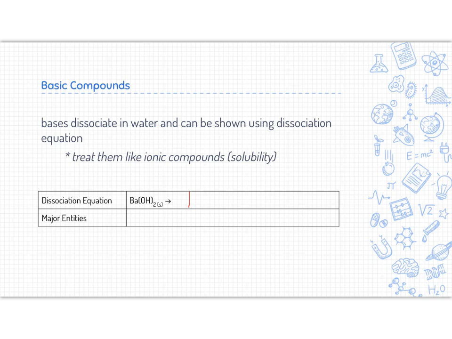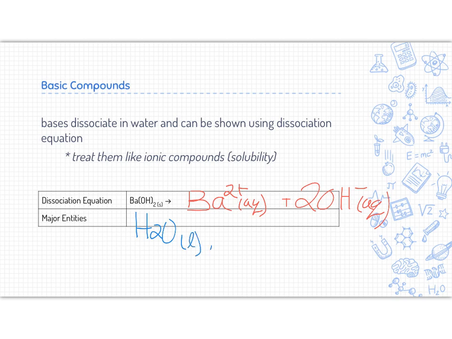So we're going to get Ba2+, which is aqueous, and hydroxides, which are aqueous. Now we have 2 hydroxides in our formula, therefore we need to balance with 2 hydroxides in our products. Our major entities, again, water is always listed. And our ions are separate, so if we were to zoom in on our solution, we would see barium ions, sorry, it should be a comma, and OH- ions.